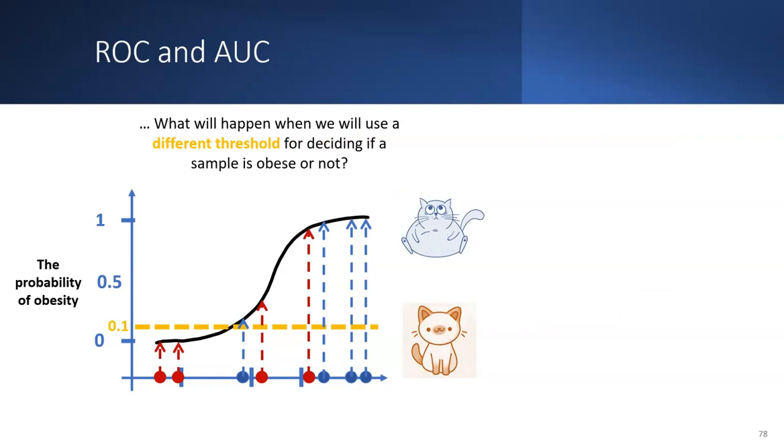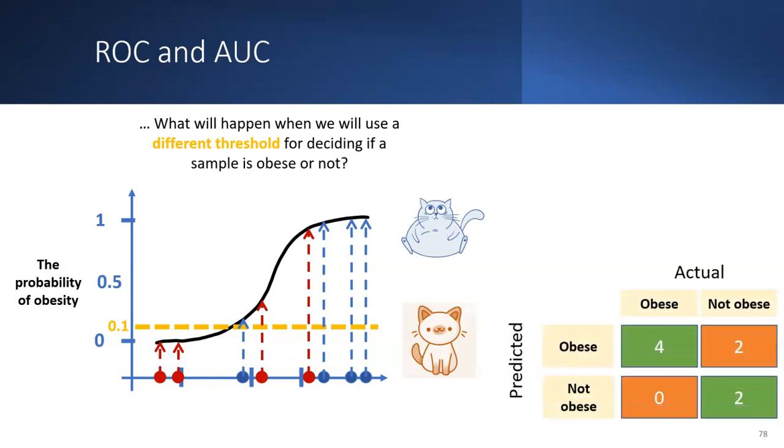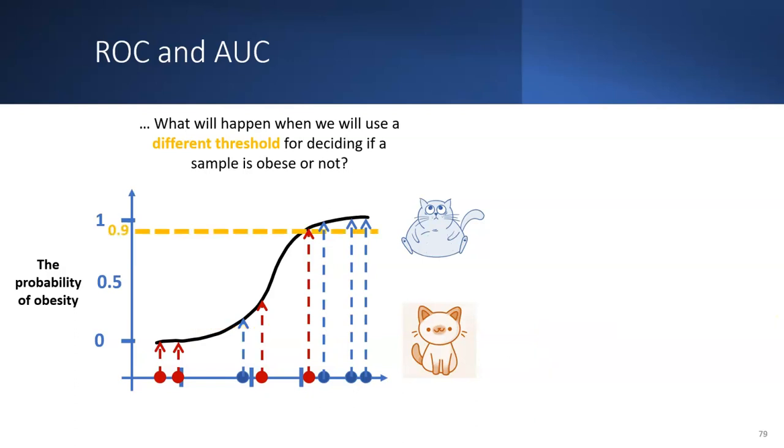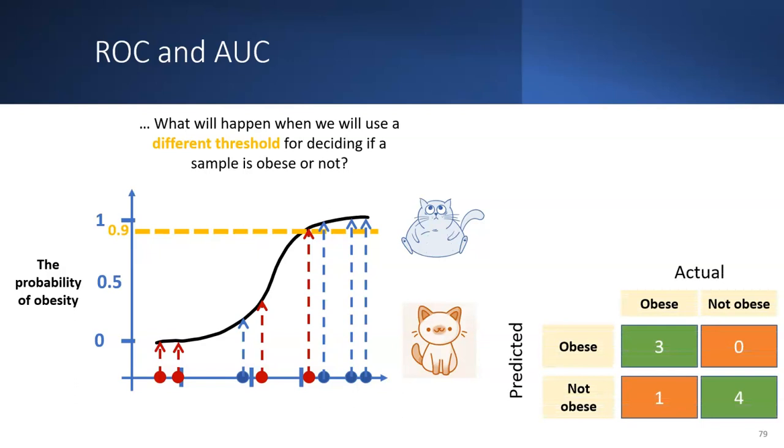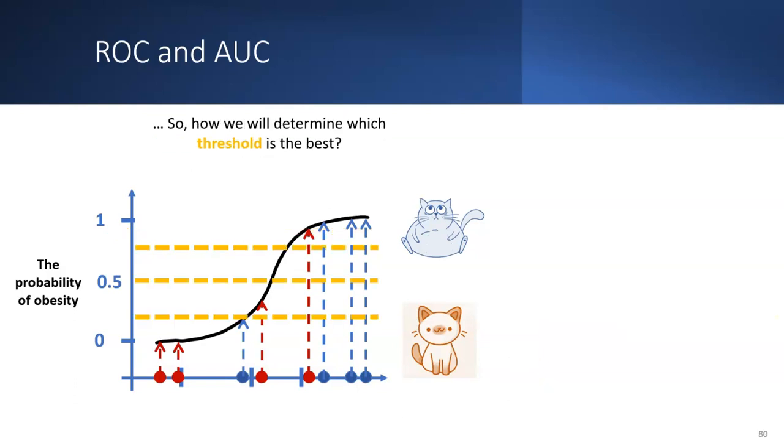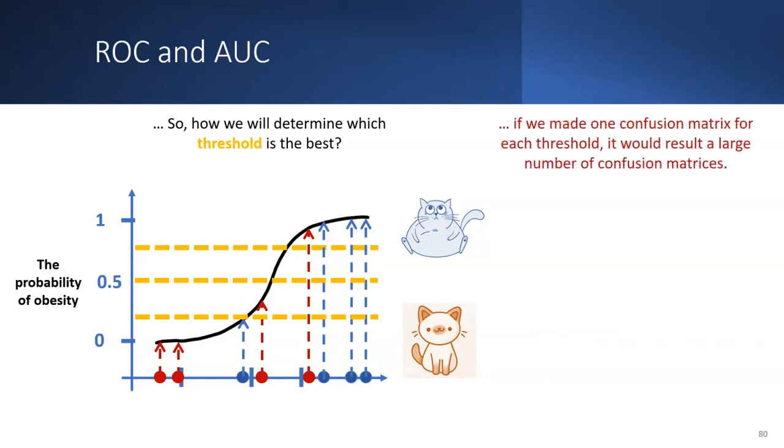So what will happen when we use a different threshold for deciding if the sample is obese or not? For example, if 4 are saying obese and 2 are not obese, in that case, what is the probability? So here we improve the margin. In this one we use like 0.9, so we change the function here. We will determine which threshold is the best for it, and accordingly we will decide.